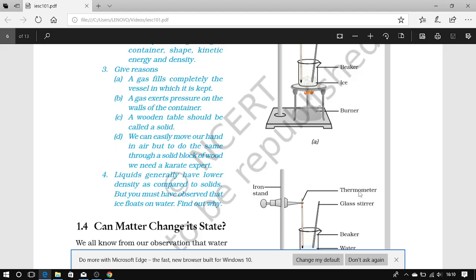floats on water. Find out why. Because of ice density. Water's density is more compared with ice, so ice floats on water. It means ice density is low and water density is very high.